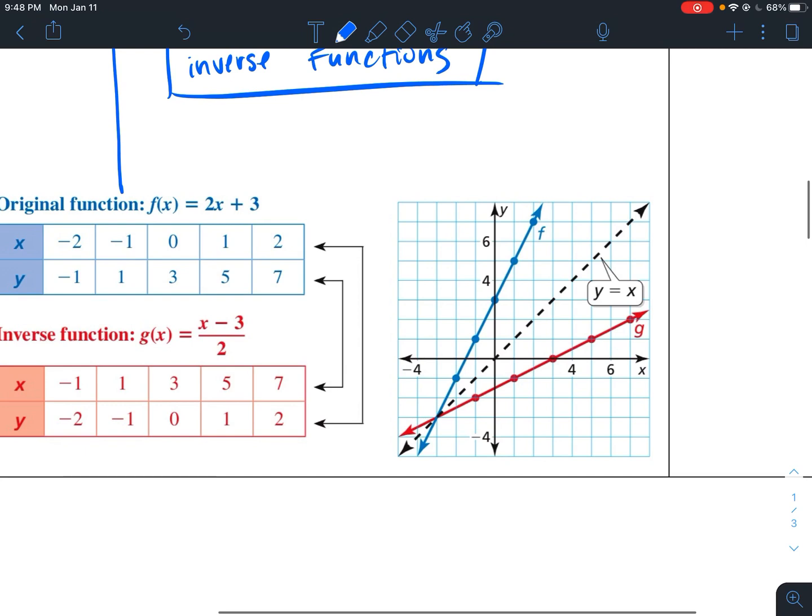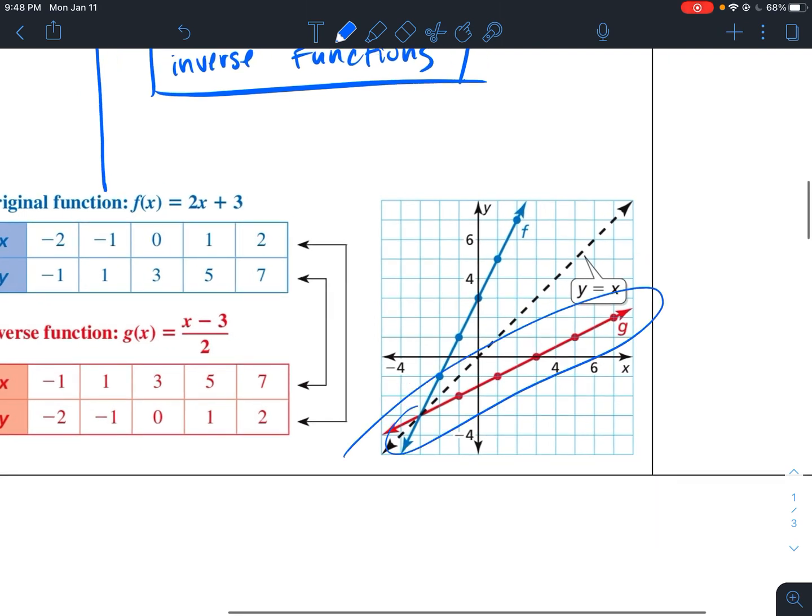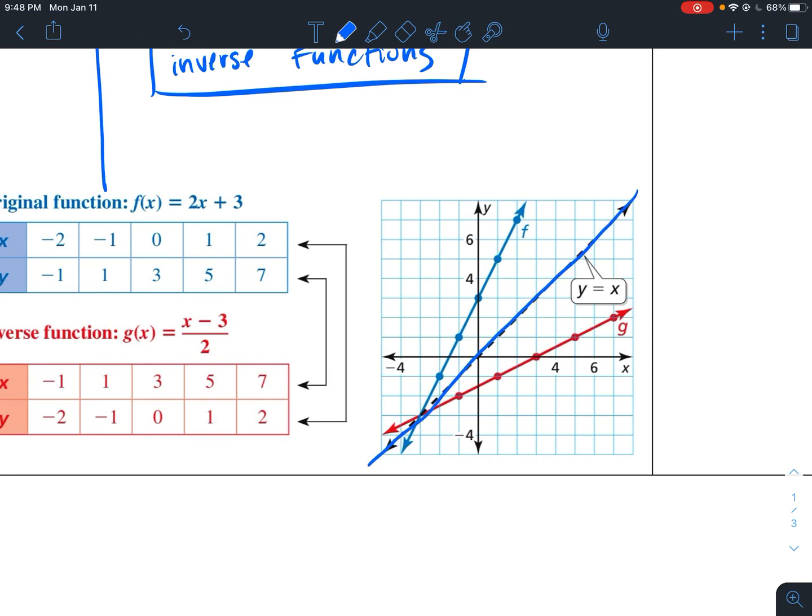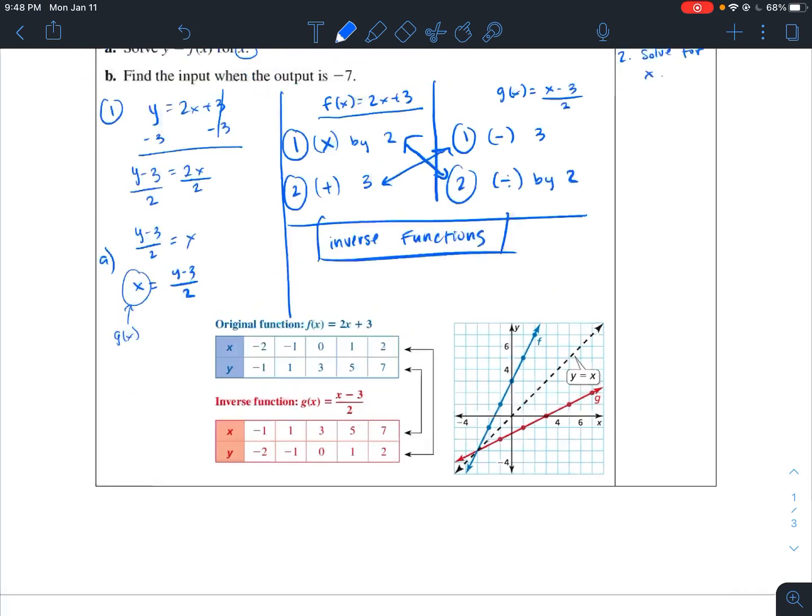And you can see that whenever you graph them, here are the two lines, right? So here's f of x and here's g of x. Now, if you have inverse functions, on a graph they will be mirrored across the line y is equal to x. So here's the line y is equal to x. Notice that these two functions are mirrored opposites across that line. And that's because they're inverses.